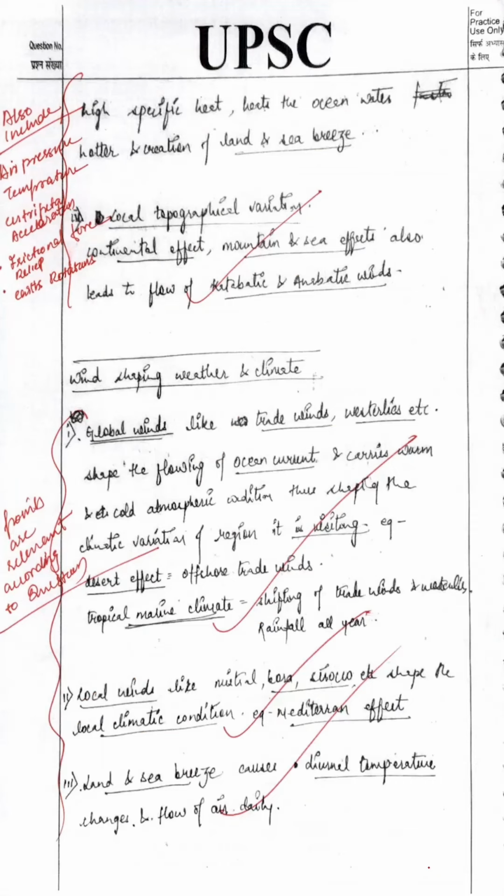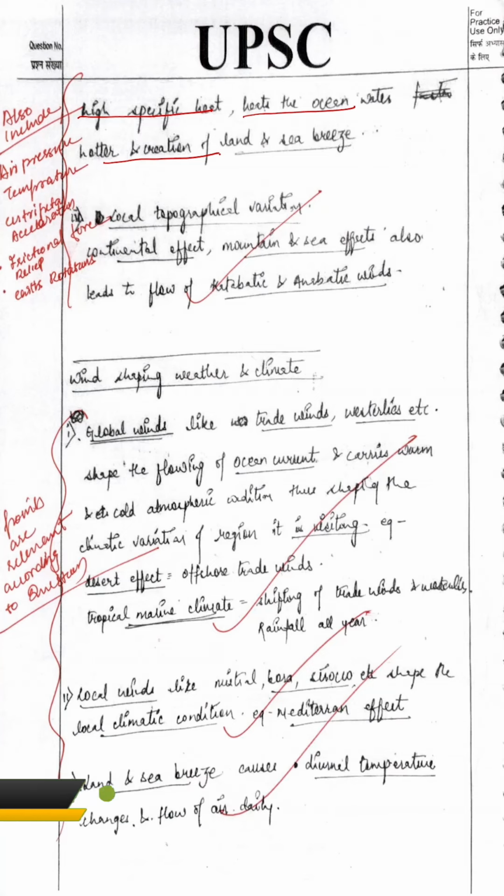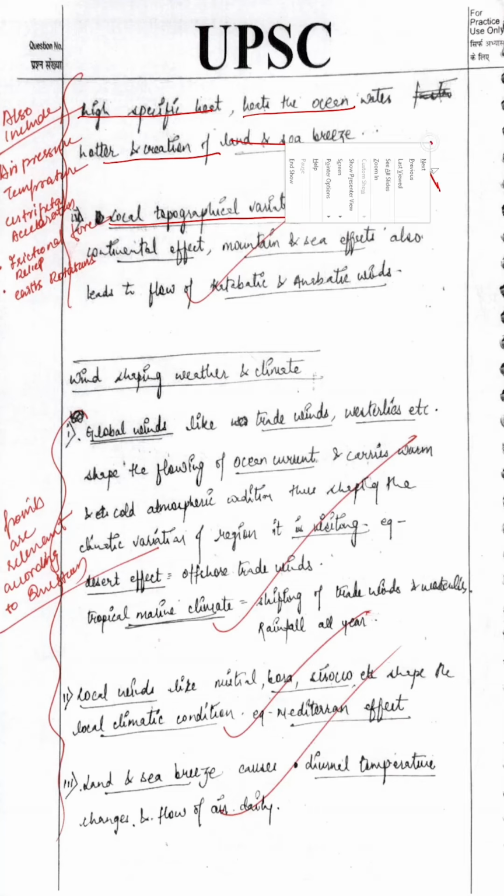In the next part we can see the high specific heat of the ocean water, and the creation of land and sea breeze is seen here, which influences the wind speed and direction. Then there is another factor, local topographical variations. It is quite important because with certain mountains, during the daytime there is a rise of the wind, but during the night the wind moves in the opposite direction. This also influences the speed and direction of the winds.